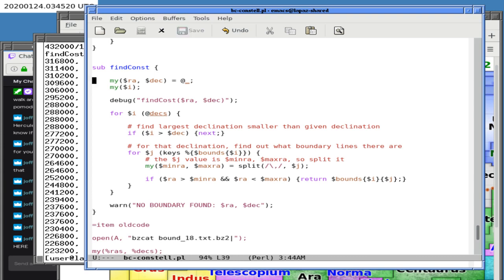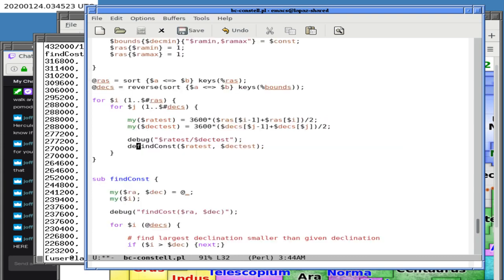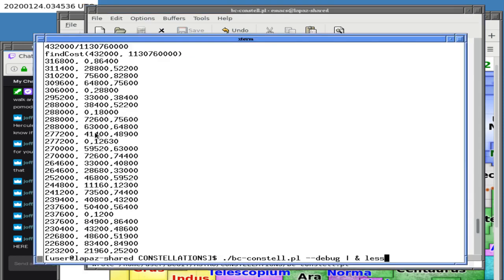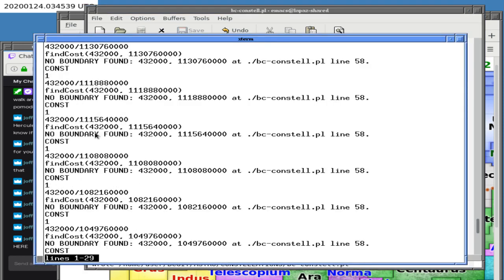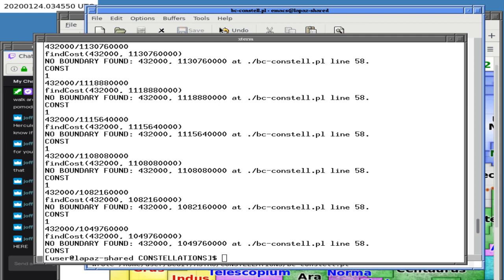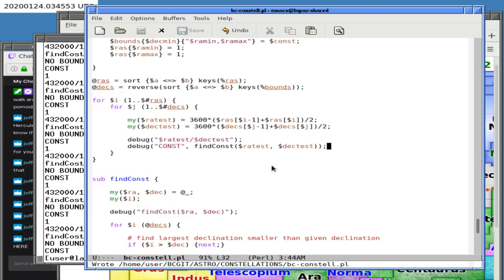Okay. And so we'll say debug. We're debugging the same value multiple times, and I know that, and that's okay because we're just testing. Okay, no constellation boundary found. This is not what we're expecting. Okay. I sense some slight weirdness here because the deck values should not be this high.